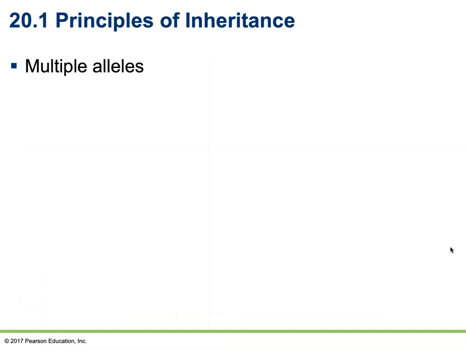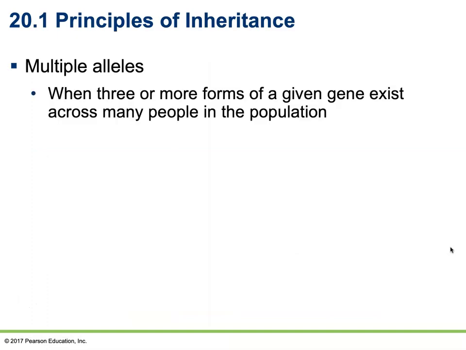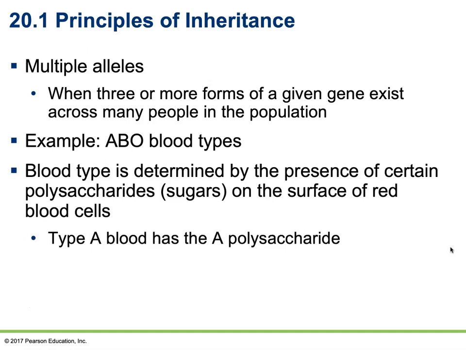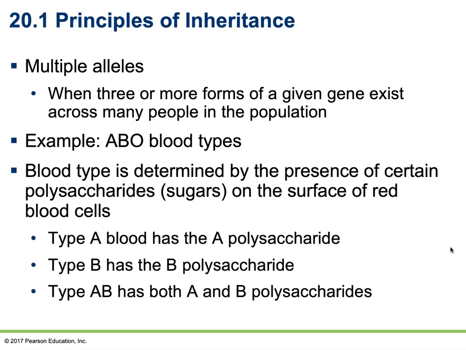There are also things known as multiple allelic traits. Multiple allelic traits are an example of a non-Mendelian trait. This happens when a trait is coordinated by more than one allele. So this is when three or more forms of a given gene exist across many people in a population. A fantastic example of this would be ABO blood types. Blood type is determined by the presence of certain polysaccharides on the surface of the red blood cells. Type A blood has the A polysaccharide. Type B blood has the B polysaccharide. Type AB has both A and B polysaccharides.